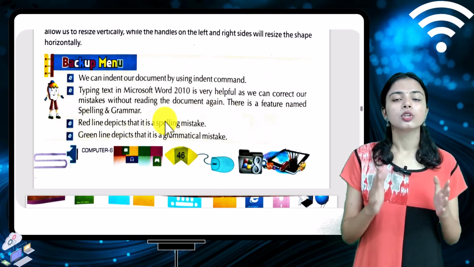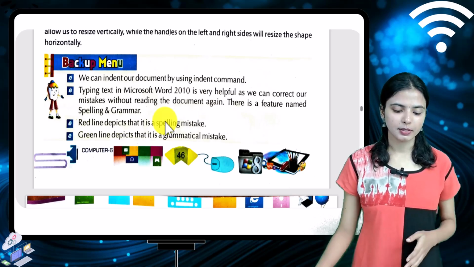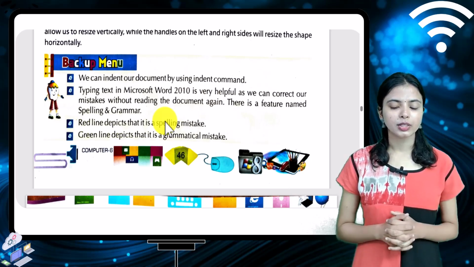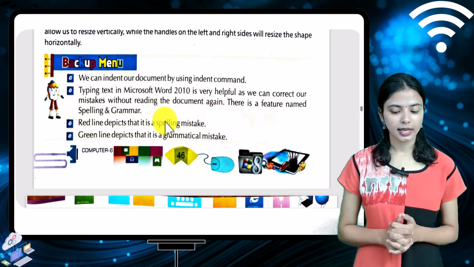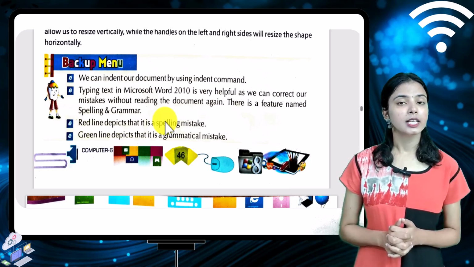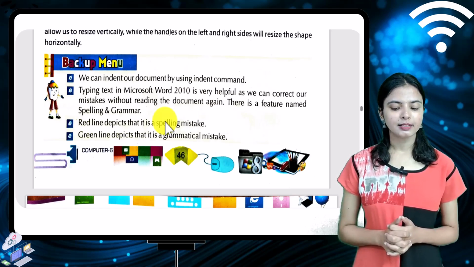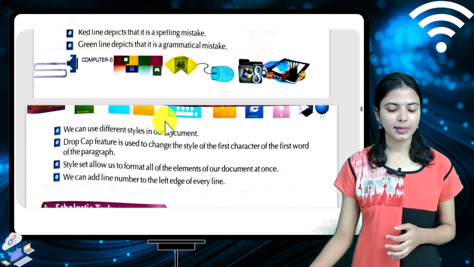Okay, students. So now we will go through the backup menu of this chapter. So we can indent our document by using indent command. Typing text in Microsoft Word 2010 is very helpful as we can correct our mistakes without reading the document again. This is the feature named spelling and grammar. Red line depicts the spelling mistake and green line depicts the grammatical mistakes.